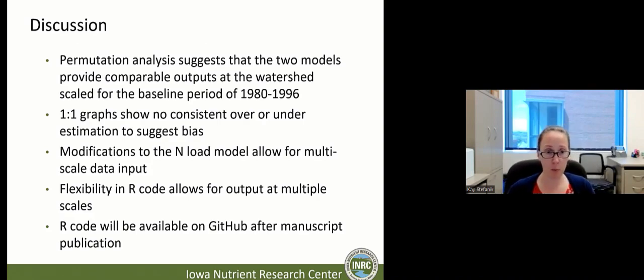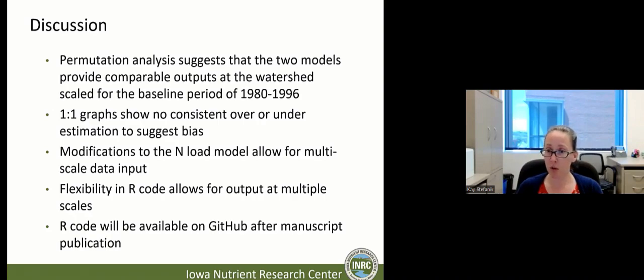So we were able to easily add in that watershed scale data. With this R code, now that we've taken the equations and separated them from the data that was in that Excel spreadsheet originally and put it into R code, having those equations separate gives us more flexibility in the R code and allows for output at multiple scales.